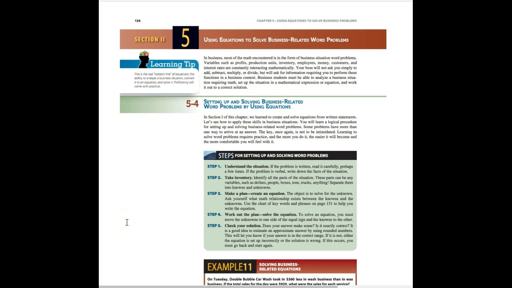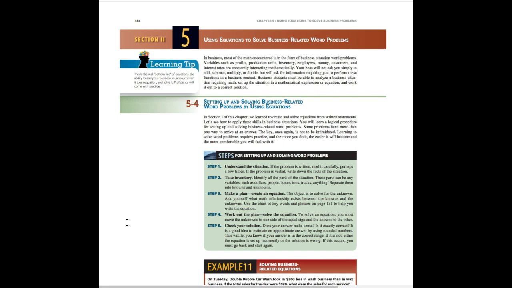This is Chapter 5, Section 2, Section 5.4. So we are focusing now on solving business-related word problems. And this is really the goal for solving equations for the whole chapter: how do we actually solve business scenarios, real-world scenarios, whatever you want to call them. How do we solve actual real problems?